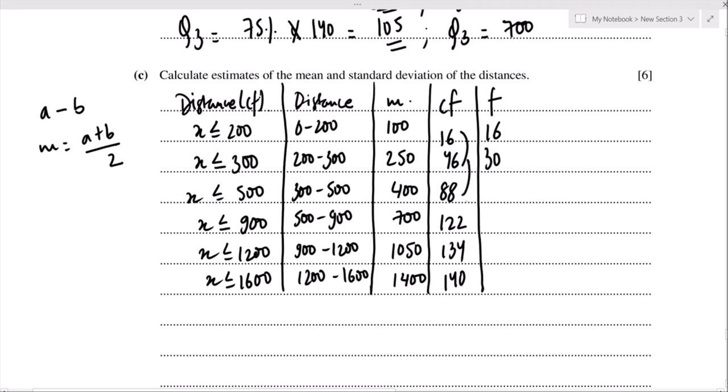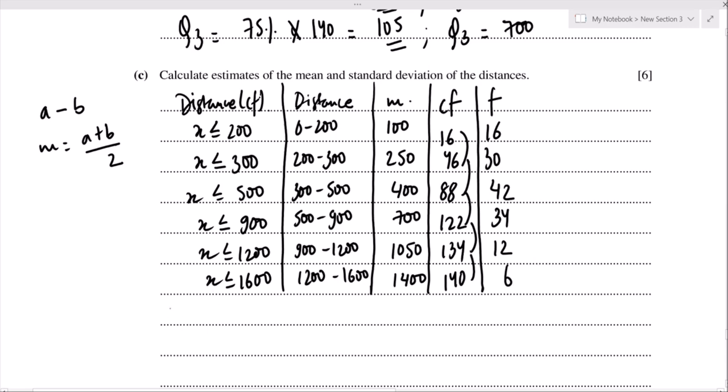For the third case, that's going to be 88 minus 46, which is going to be 42. For this, that's going to be 122 minus 88, which is going to be 34. For this case, that's going to be 134 minus 122, which is 12. And for the last case, that's going to be 140 minus 134, which is going to be 6.